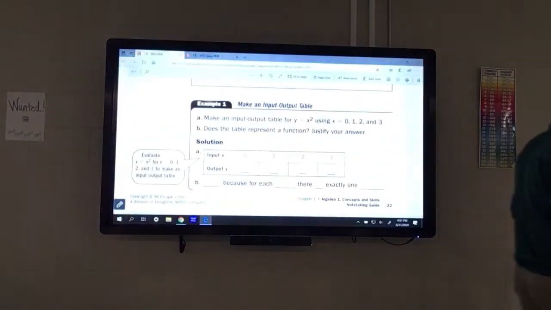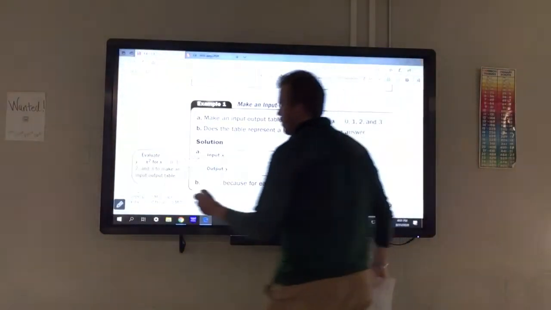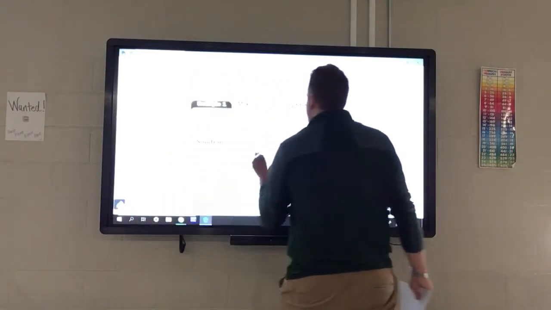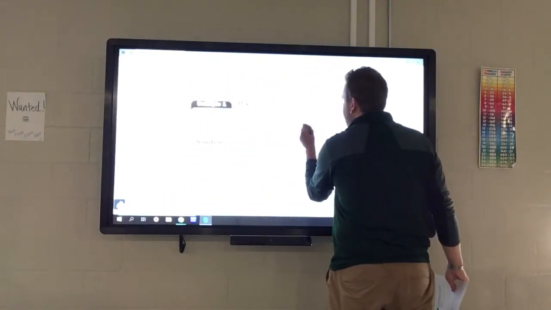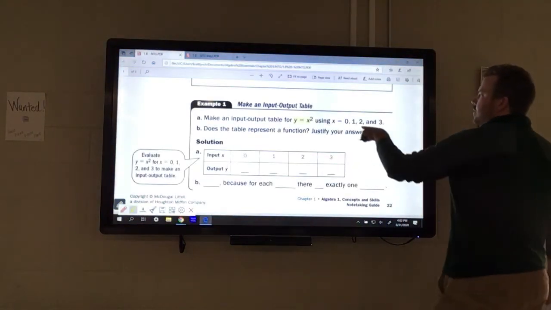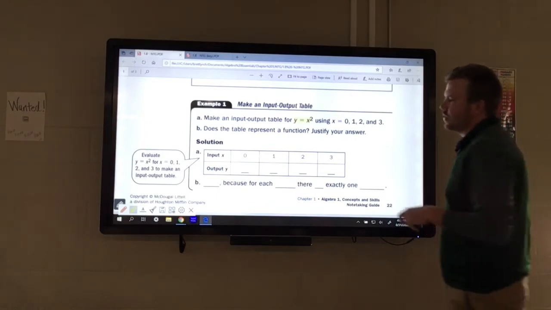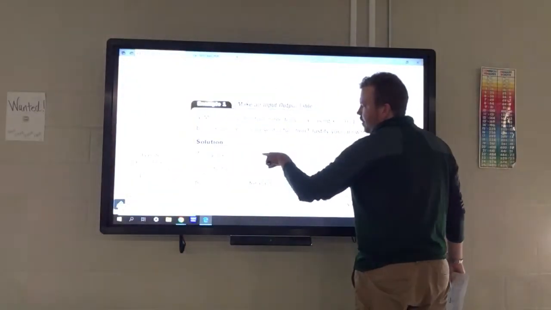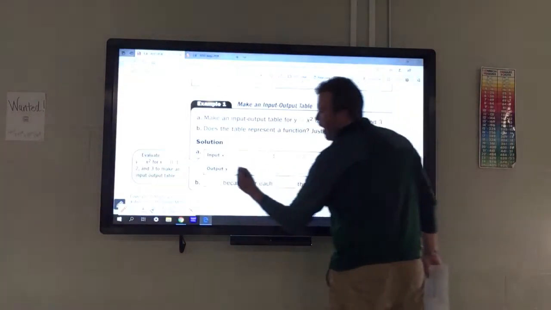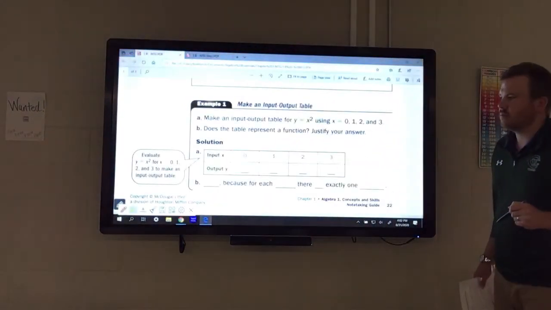So here's what we're going to do. We're going to make an input-output table for y is equal to x squared. That's the relation we're looking at. For our x values, we're going to use 0, 1, 2, and 3. So you'll see for our input, we put in that 0, 1, 2, and 3. Now to figure out our output, we need to use that y is equal to x squared.